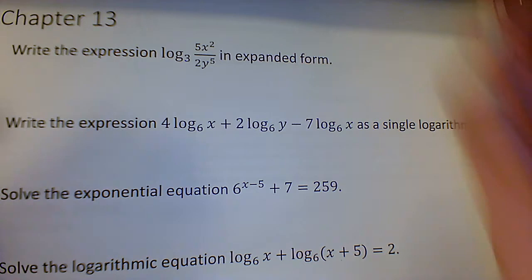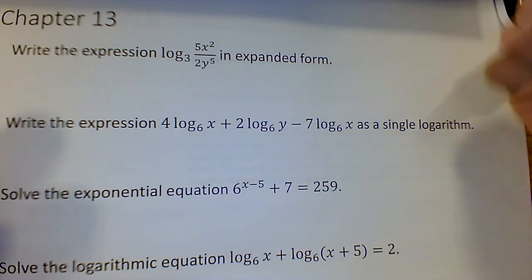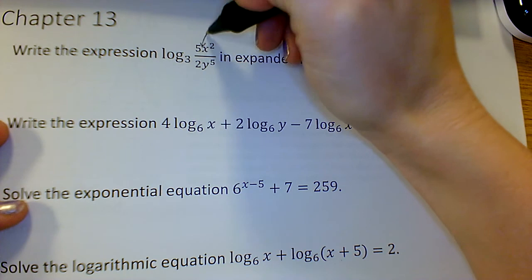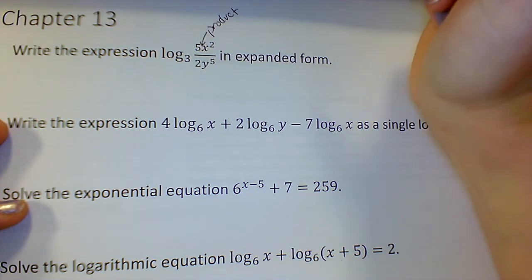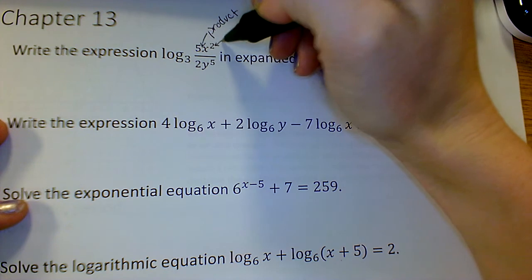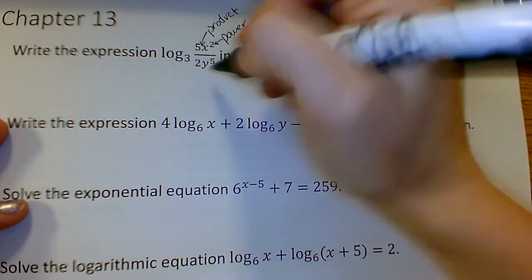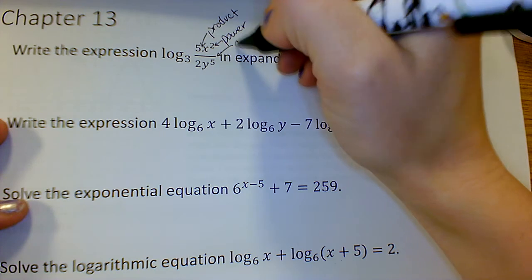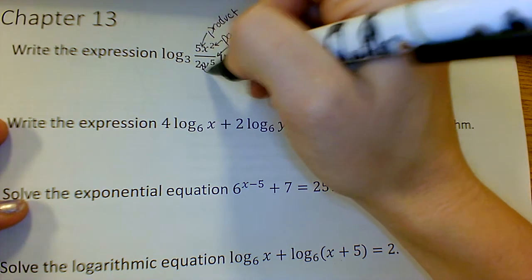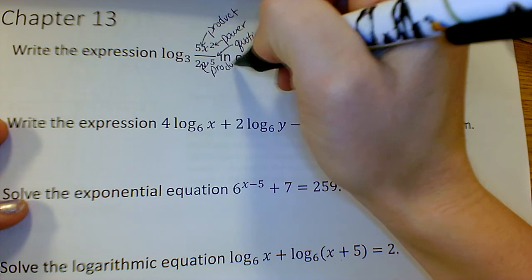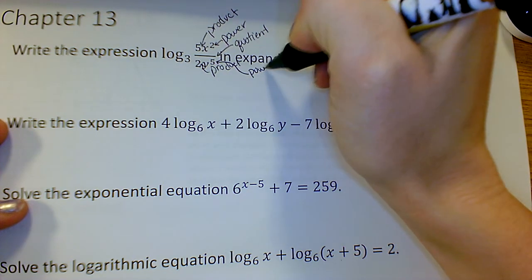So here we go. Question number 1, we're going to expand this. If you remember back to when we did this, we started by pointing out all of the properties that were going on. So we've got product there because there's multiplication. We've got power here. We've got a quotient rule because of that division. And then we have product. And then, ran out of room, power again.